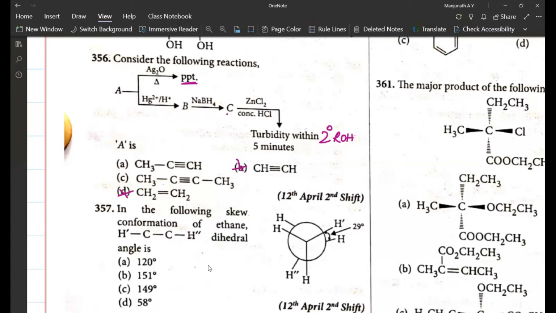Powdered Ag2O you can treat like ammoniacal silver nitrate. Only this type of triple bonded carbon will react with Ag, because this hydrogen is acidic. Understanding my point? So this hydrogen is acidic due to the sp carbon, so it will form CH3, C triple bond C, Ag. So this is the precipitate, a black precipitate you will get. So that means this should be 3 carbons, hence option A is the answer. Okay.